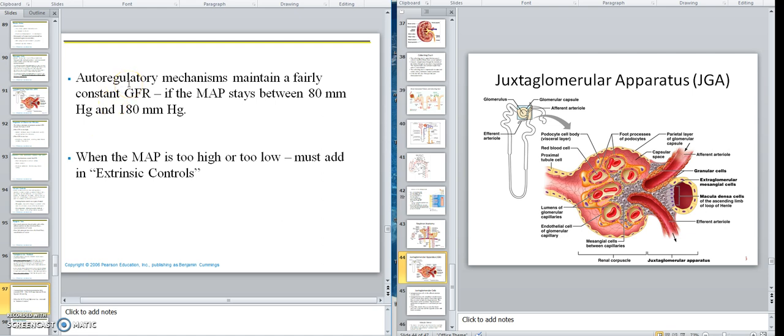Autoregulatory mechanisms maintain a constant GFR if your blood pressure is between 80 and 180. Okay? When the MAP is too low or too high, then you have to go outside the kidney for extrinsic controls. That's the hormones and the nerves. So let's look at that.